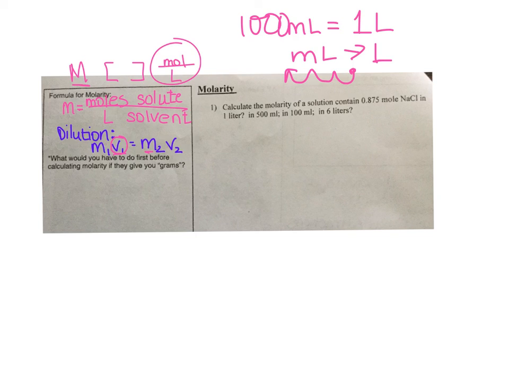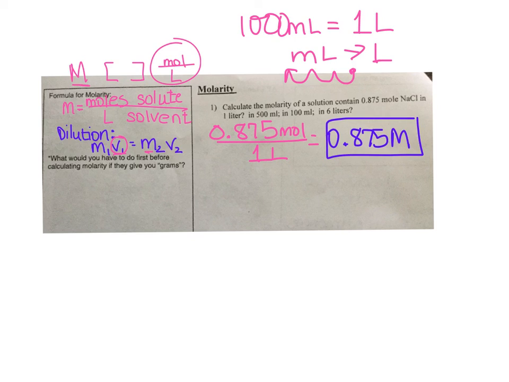All right. So calculate the molarity. We're going to start with the easy one, which is 0.875 mole all over 1 liter. What is that? 0.875 molar. All right. It's nice to not hear calculators. That's good. It's a good sign. Okay. All right. 500 milliliters. So we're going to say 0.875 divided by 0.5. Good. What do we get for that one?